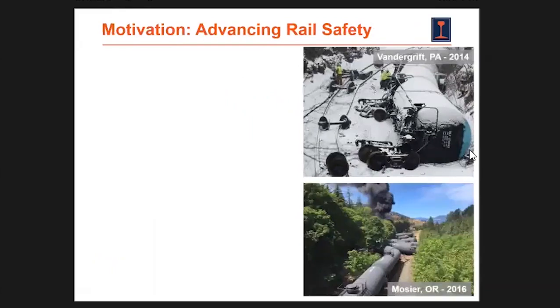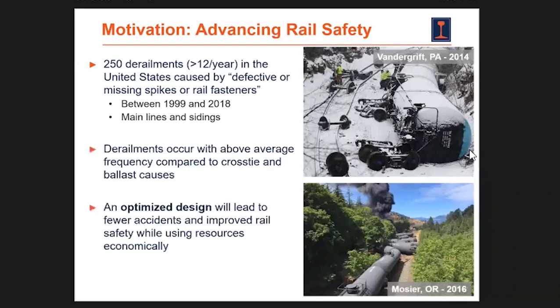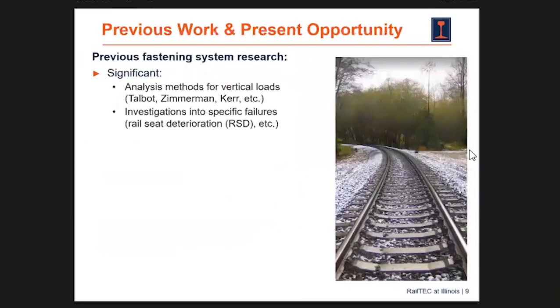One other motivation behind us working on a nonlinear track model is being able to advance rail safety. When you actually look at the number of derailments that have occurred between this 20-year span that we pulled the data, it was more than 12 per year just due to defective fastening systems. And so if we can improve the design and come up with more optimized designs, we're already going to be able to improve rail safety.